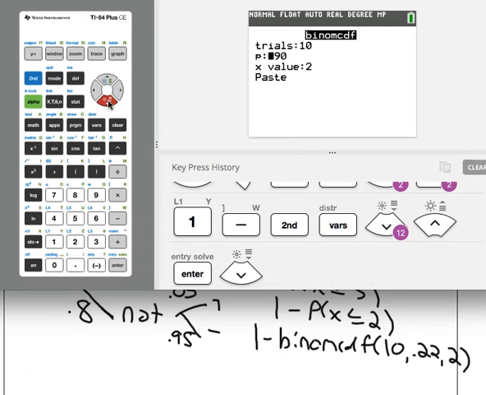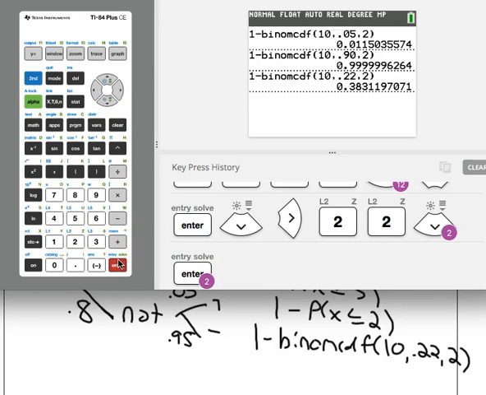The only thing I have to change is that probability. So if 20% of them are infected, there is a 0.3831 chance that he decides that this virus is present.